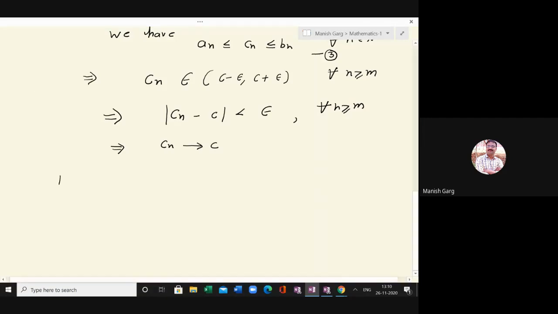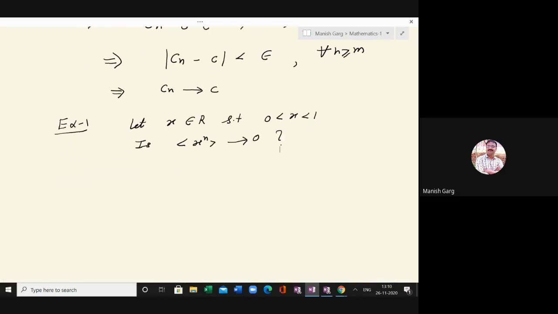Now let us do another example. It says let you have a real number x such that 0 is less than x is less than 1. The question is: does the sequence x^n converge to 0? Check the convergence.